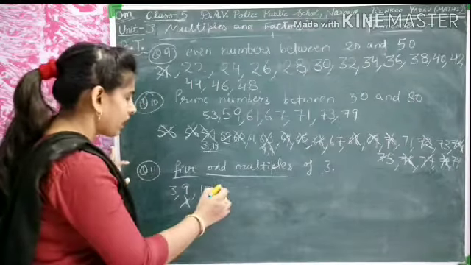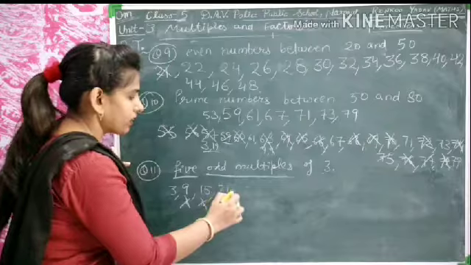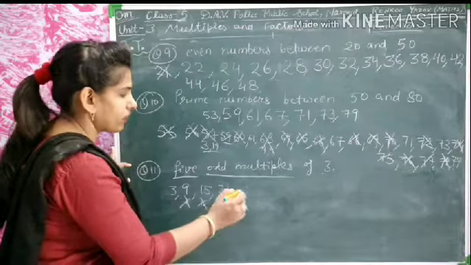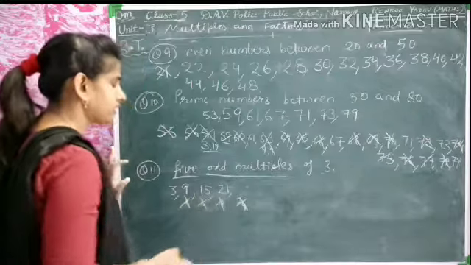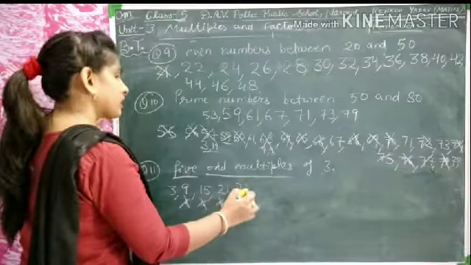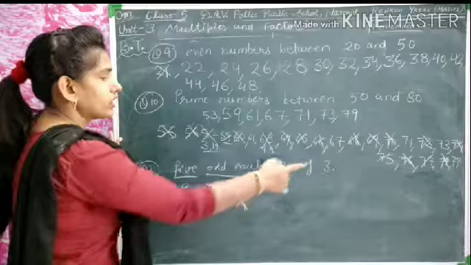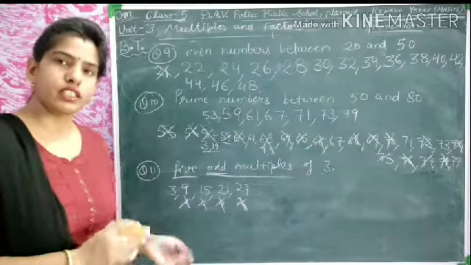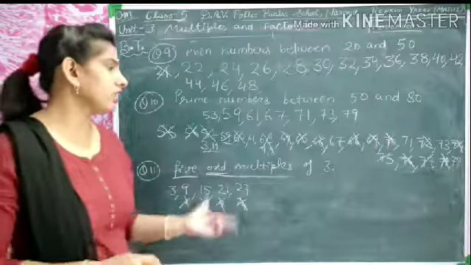And 3 sevens are 21. 3 eights are 24. It will not be possible because it is even. Next, 3 nines are 27. These are the 5 multiples of 3 which are odd, not even. Even ones are cut. Is this clear, students? These are the first odd multiples of 3.